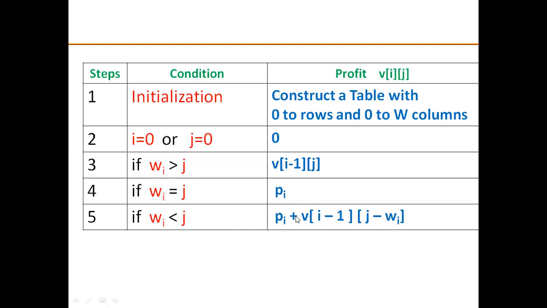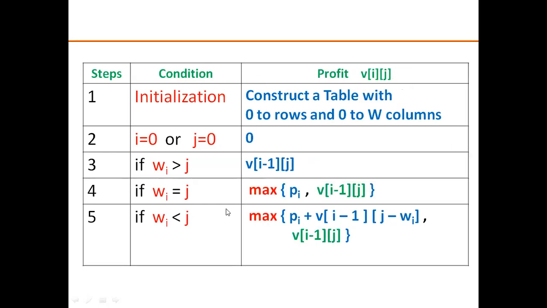Now in the fourth and fifth steps, we have to compare the current profit with the previous profit, and whichever is the maximum we keep as our final profit. So the current profit pi is compared with the previous V of i minus 1, j, and whichever is the maximum we have to keep. In the same way, in the fifth step also, we keep the maximum profit. Now we have to apply this. We have already applied this in our previous session.